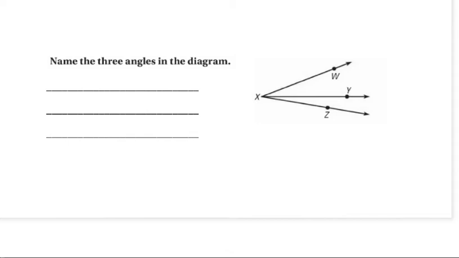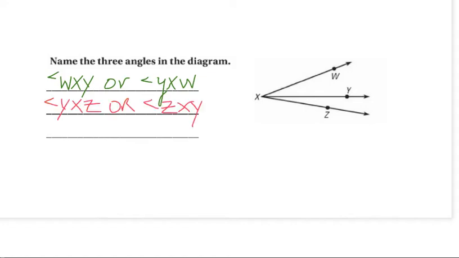Alright, so now that you're ready to check your answer, here is one name, and one name could be WXY. Now remember, we switched the letters around, so that's why I wrote it as YXW for the other alternative. So we can do the same thing for this bottom angle right here, so YXZ or ZXY. The third angle would be the whole angle, so WXZ or ZXW.